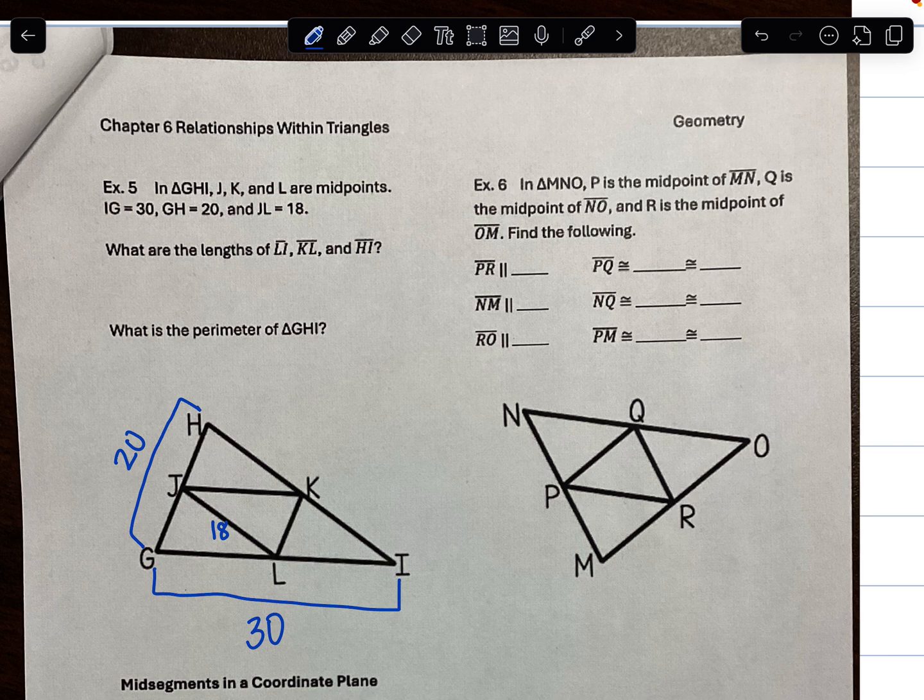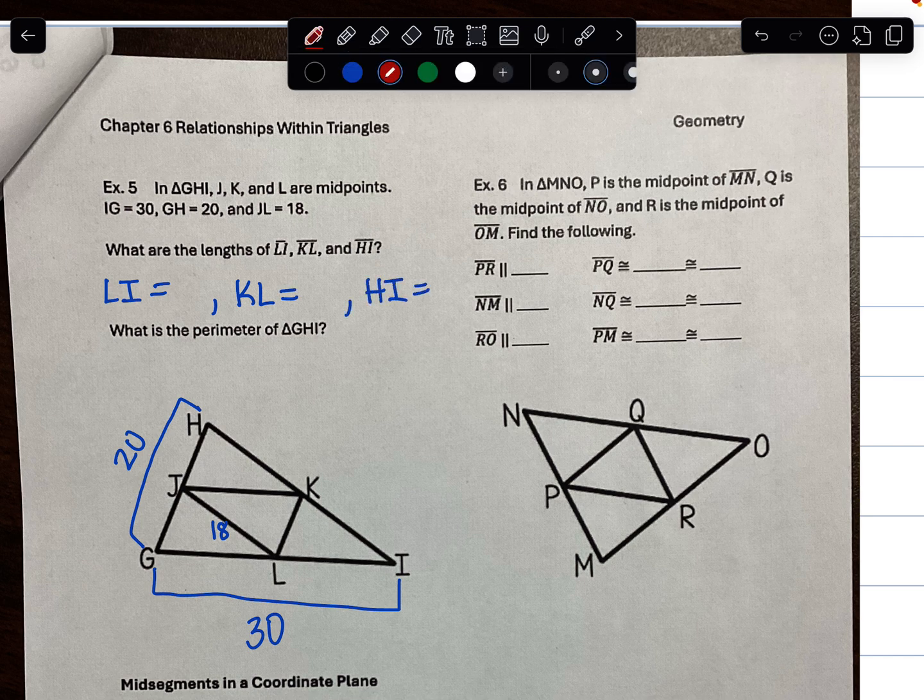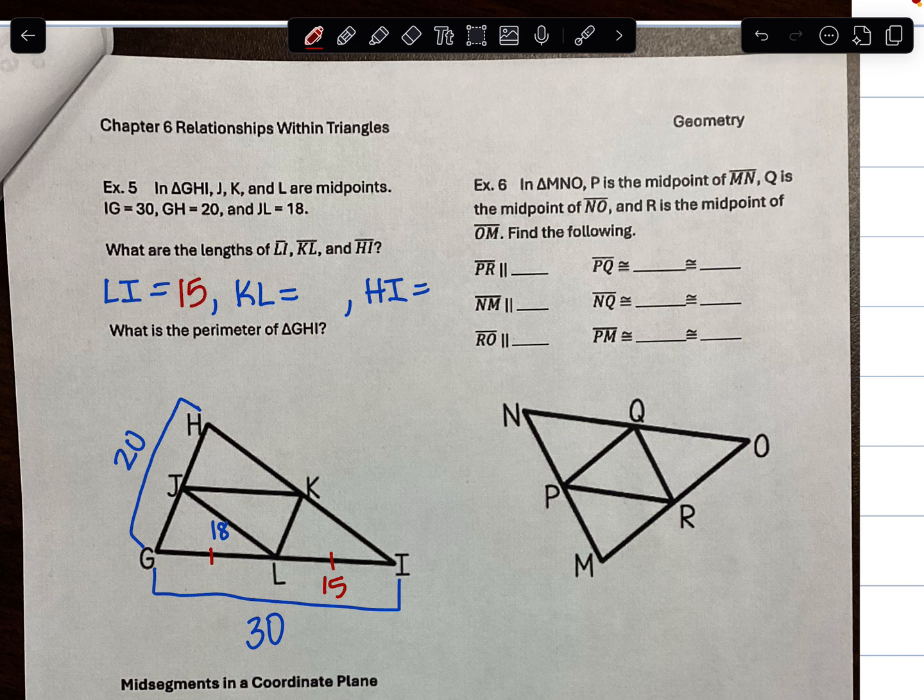It wants to find the lengths of LI, KL, and HI. LI is 15. Okay, how do I know that LI is 15? Because GI is 30 and L is the mid-segment. Good. So L is the midpoint of GI, so that tells us each side is 15. So I do agree with you there. LI, 15.